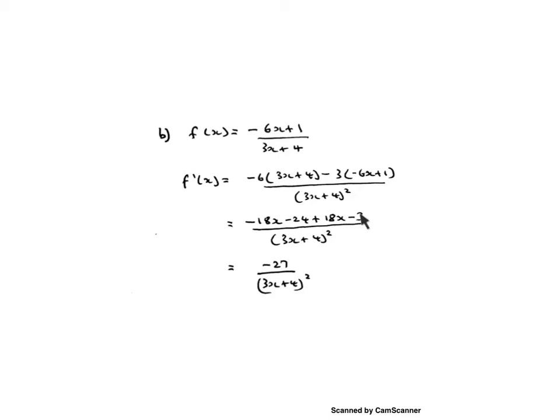Multiply out the brackets. We've got a minus 18x and a plus 18x which cancel out. So we end up with minus 27 over 3x plus 4 squared.